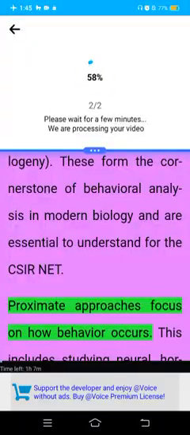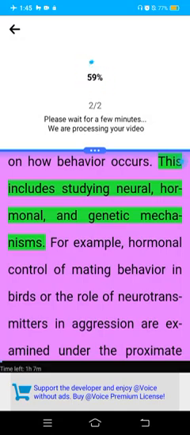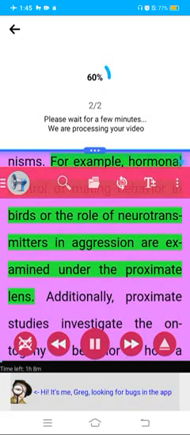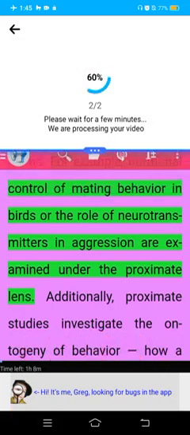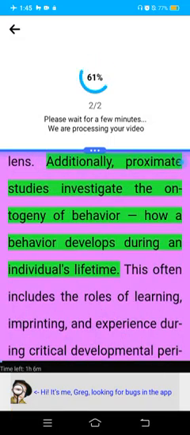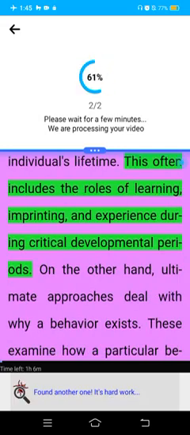Proximate approaches focus on how behavior occurs. This includes studying neural, hormonal, and genetic mechanisms. For example, hormonal control of mating behavior in birds or the role of neurotransmitters in aggression are examined under the proximate lens. Additionally, proximate studies investigate the ontogeny of behavior, how behavior develops during an individual's lifetime. This often includes the roles of learning, imprinting, and experience during critical developmental periods.